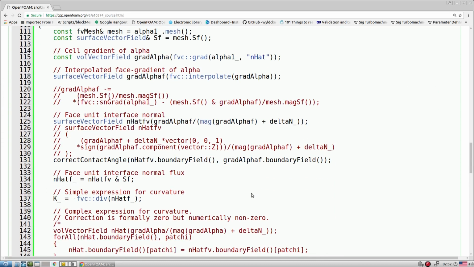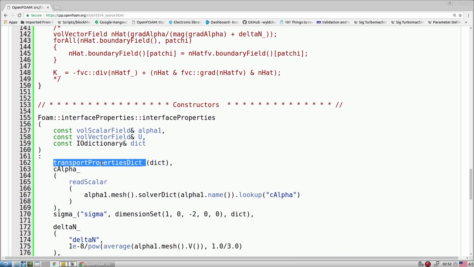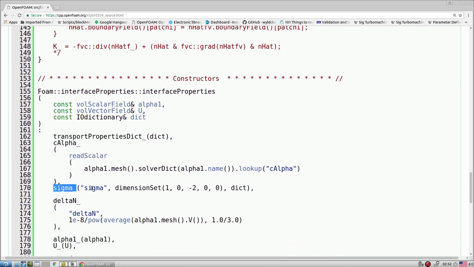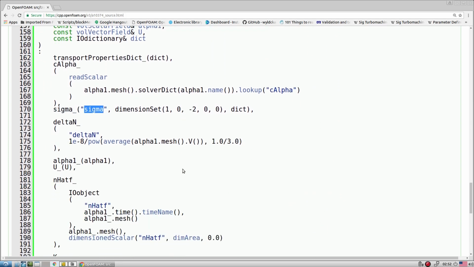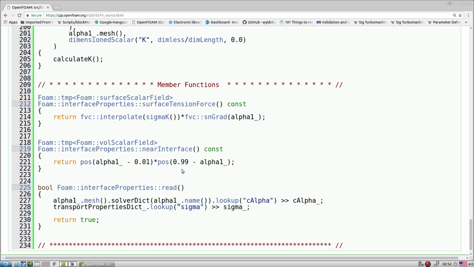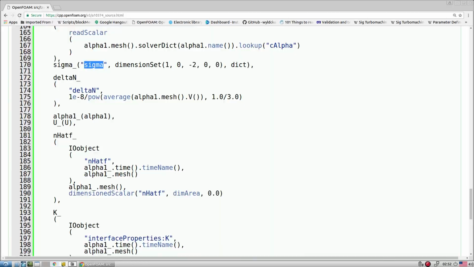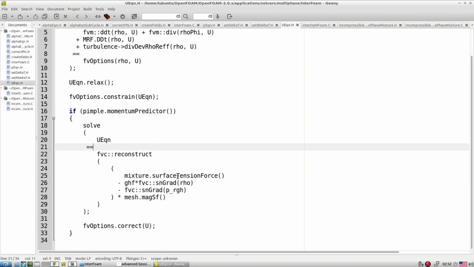So that is this interfaceProperties, and here we take into account the surface tension. We read the surface tension, sigma, from the transportProperties dictionary file. Whatever we specify for sigma inside transportProperties, we read these particular quantities from there. So that is how one can see exactly how it is taken into account inside OpenFOAM. If we are interested in the coding part, then we have to go inside all of these entries, otherwise there is no need. So this is the Navier-Stokes equation and how it is taken into account.